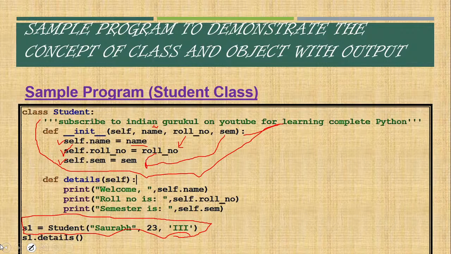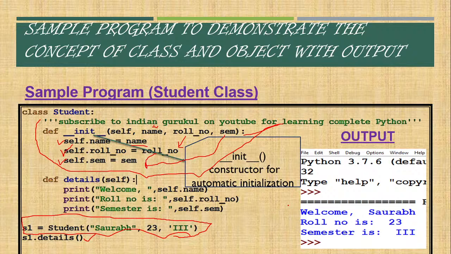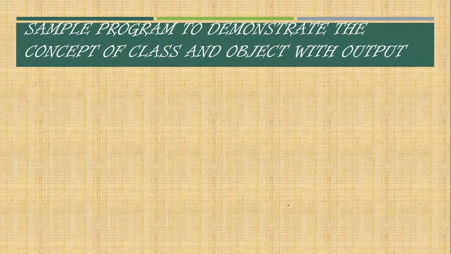The get details method we call explicitly because it is not the constructor method, so we will be needing this s1.get_details over here. So this is the thing, we can see the output over here.